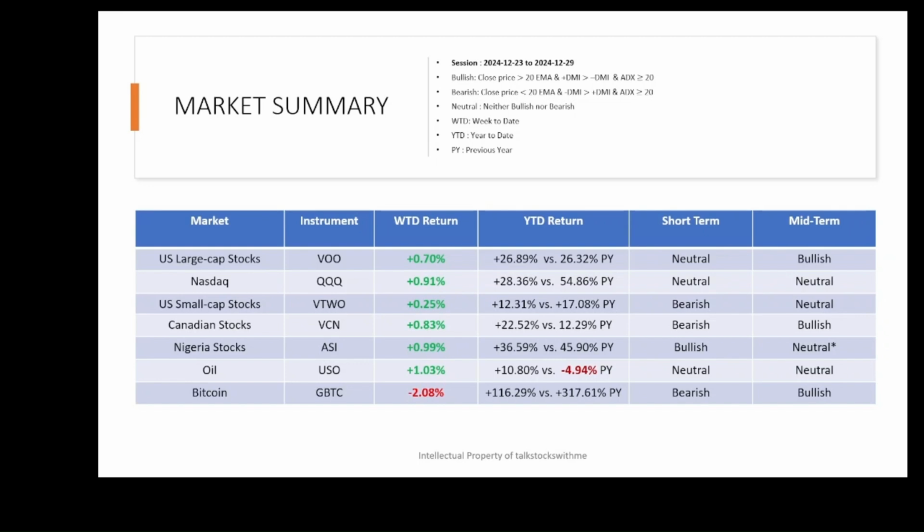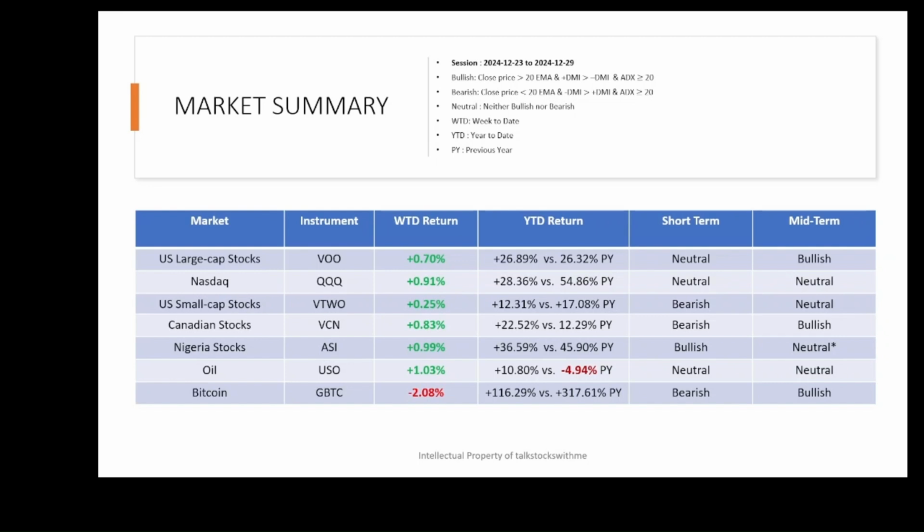Switching to the Nigerian stocks tracked by ASI, the week to date change starts at plus 0.99%. Year to date, ASI has delivered a return of plus 36.59%, which slightly lags last year's overall performance of 45.90%. The short term outlook on the daily chart points to a bullish trend, and the midterm outlook on the weekly chart is neutral, with a potential bullish trend developing.